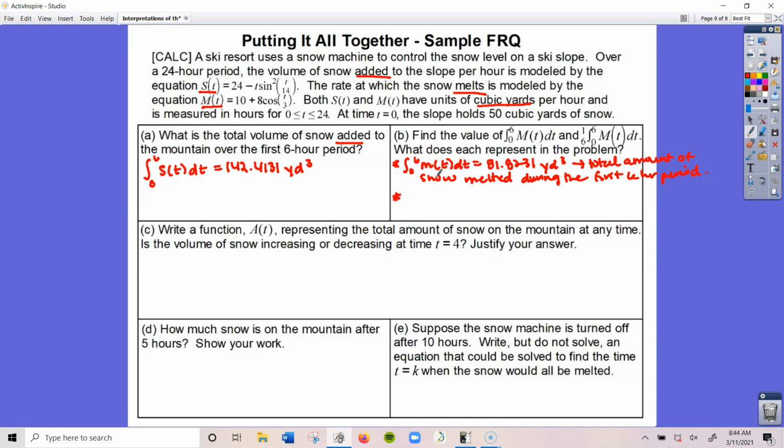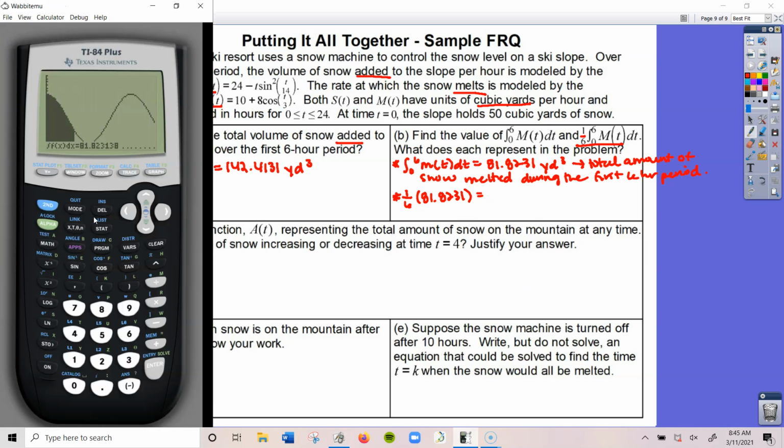Now we're going to find 1 over 6 times the integral from 0 to 6 of m of t dt. Now you should recognize this. This is average value because we are dividing by 1 over b minus a. 6 minus 0 is 6, so this is 1 over 6. The integral of m of t from 0 to 6 we already found, which is 81.8231. So we're just going to divide that by 6.